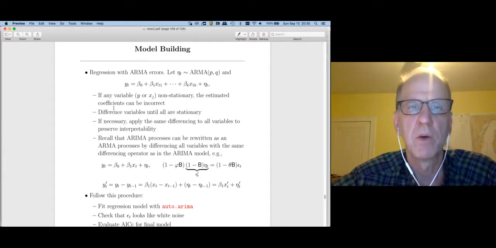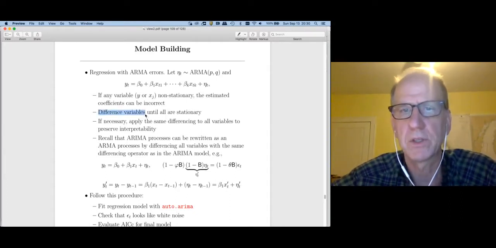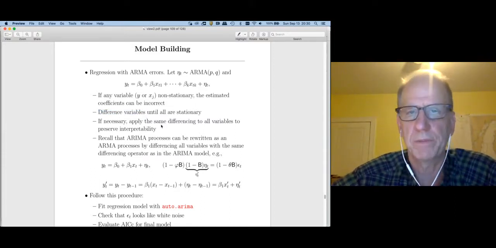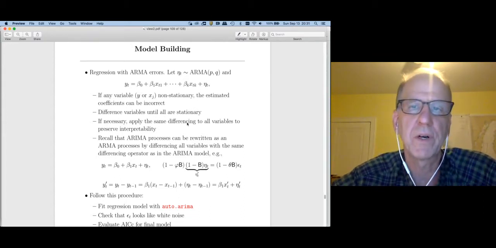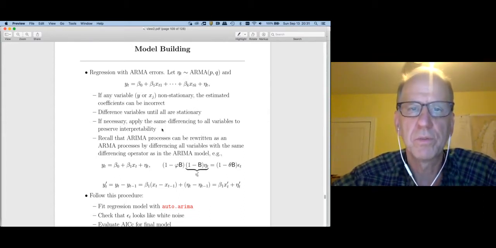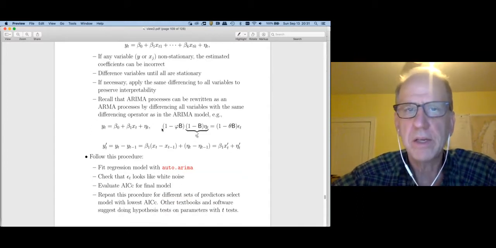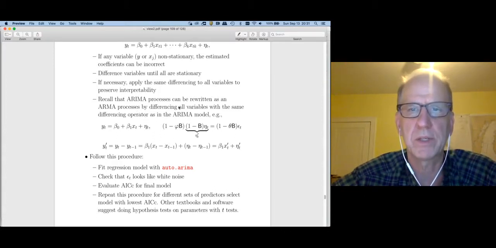So how do we do that? Well, we're going to take differences whenever we have non-stationarity. Now, when we do our differencing, we usually apply the same differences to all of the variables in the model just to preserve interpretability. Recall that any ARIMA process can be written as an ARIMA process through differencing first.